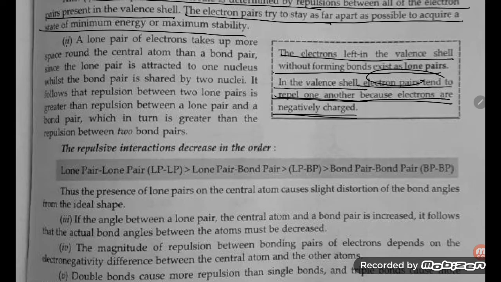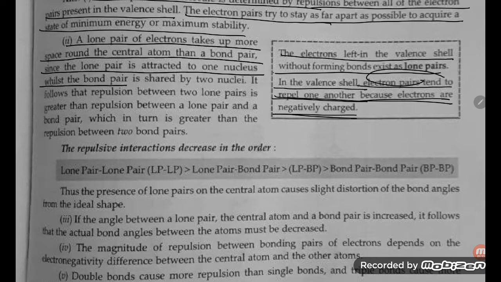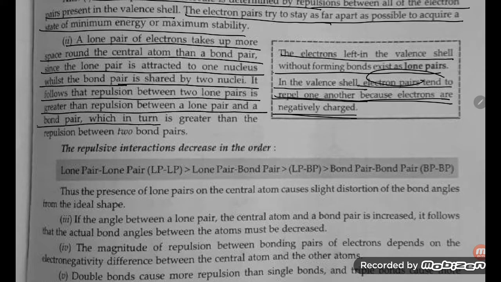Second point, a lone pair of electrons takes up more space around the central atom than a bond pair, since the lone pair is attracted to one nucleus while the bond pair is shared by two nuclei. It follows that the repulsion between two lone pairs is greater than the repulsion between a lone pair and a bond pair, which in turn is greater than the repulsion between two bond pairs.